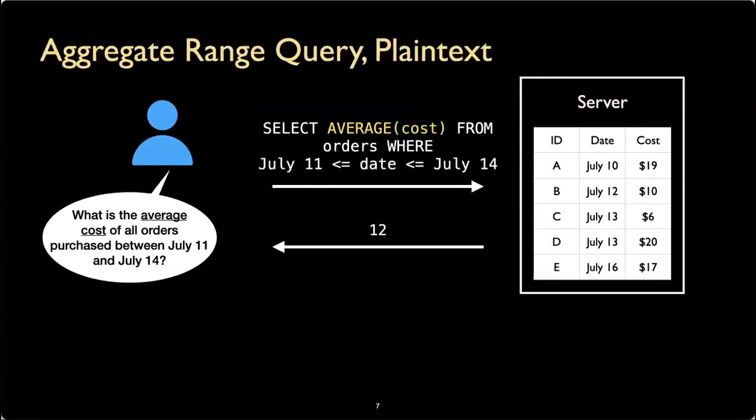In this kind of query, the client is not actually interested in the records that fall within the queried range, but rather they are interested in the result of an aggregate function applied to those records. In this example, we've modified the query such that we now are looking for the average cost of all the orders that fall between July 11th and July 14th. In plain text, this kind of query is simple to answer. The server can use whatever method it wants to retrieve the records, and then it can compute the aggregate server side and then send a single constant size value back to the client.